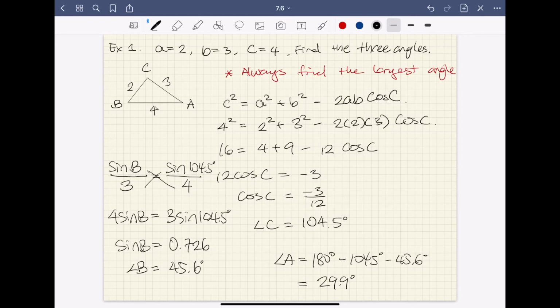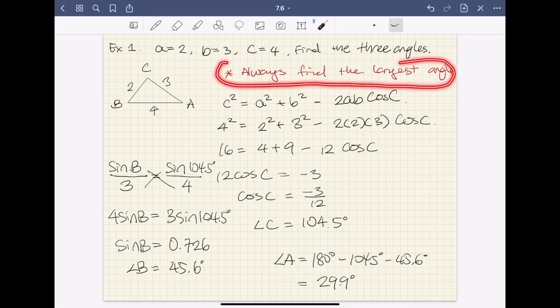Okay, so that's it for this example. Just remember to always find the largest angle first, because if you find the smaller angle, one of the other two angles might not be acute. So if you use the sine law, then the angle you find might be the wrong angle.